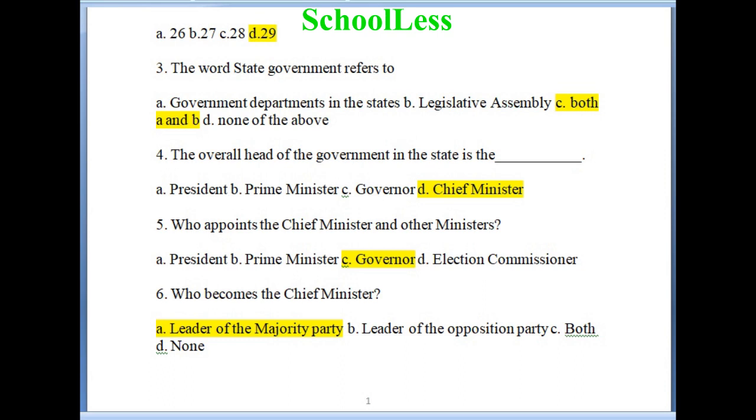Who appoints the Chief Minister and other ministers? A. President, B. Prime Minister, C. Governor and D. Election Commissioner. Governor only appoints the Chief Minister and other ministers. Therefore, C is the right choice.